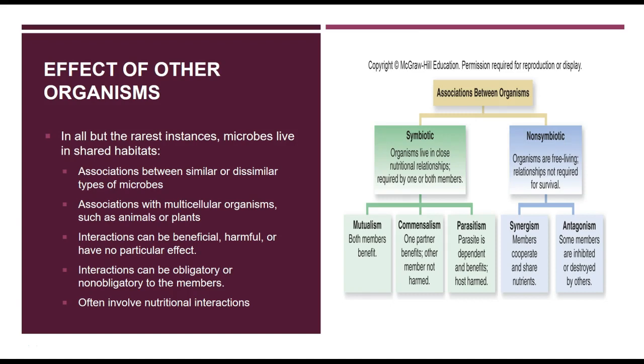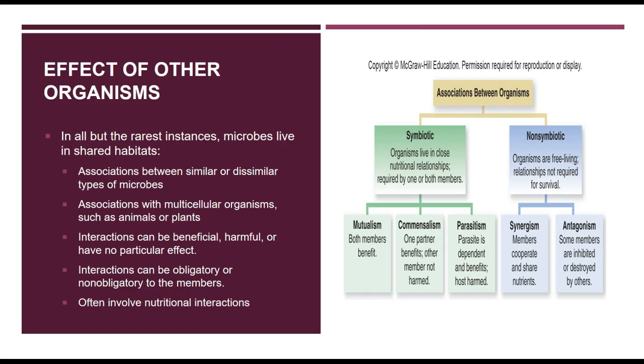And then we have parasitism. Parasitic relationships, the organism that is the parasite is dependent on the other organism, its host, for its nutrition. It cannot survive without the host, and the host is generally harmed by that relationship. In our non-symbiotic relationships, we have two types, synergism and antagonism. In synergism, the members cooperate with each other, they share nutrients, they work together in this happy relationship. In antagonism, just as the term suggests, some members are inhibited, harmed, or destroyed even by other members of this relationship.